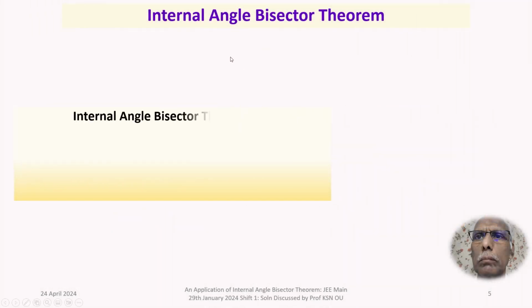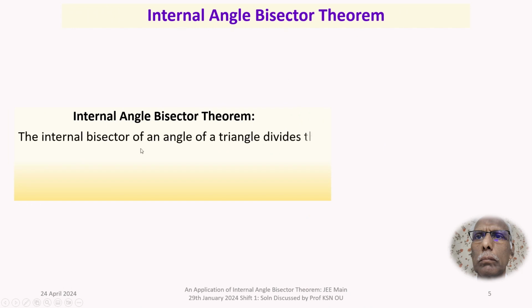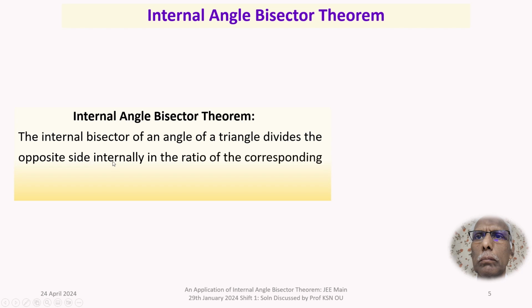First of all, let's talk about the Internal Angle Bisector Theorem. This theorem states that the internal bisector of an angle of a triangle divides the opposite side internally in the ratio of the corresponding sides containing the angle.